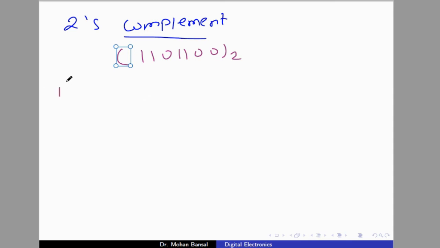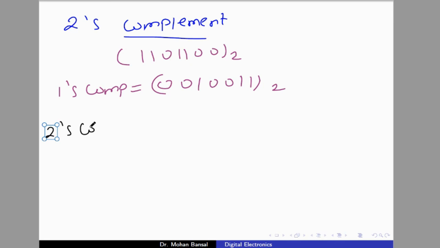First, what will we do? We'll take the 1's complement, that is the interchanging of the bits. It means replace bit 1 by 0, replace 0 by 1. So we'll get 001001. This is our 1's complement. To get the 2's complement, we will add 1 to this number.